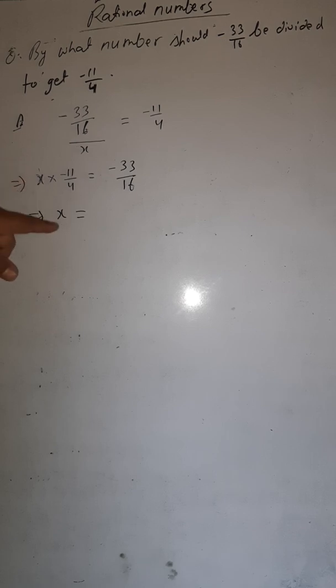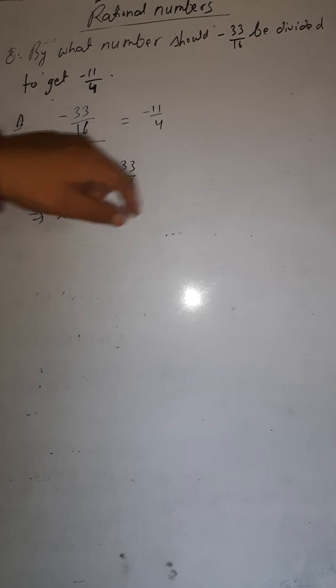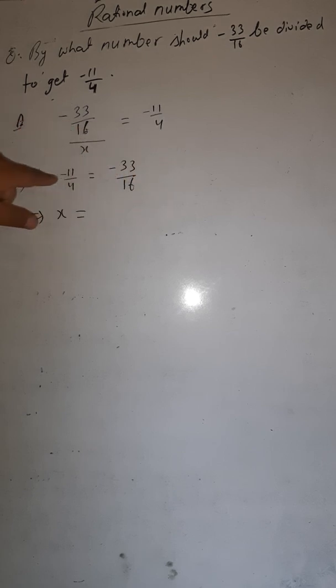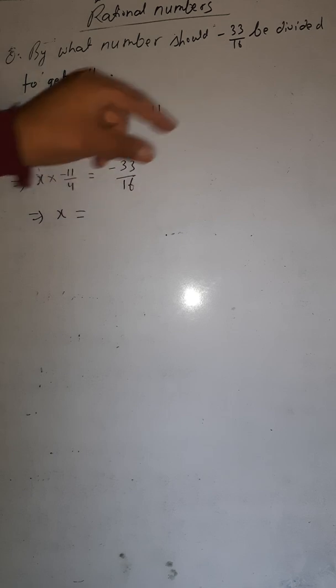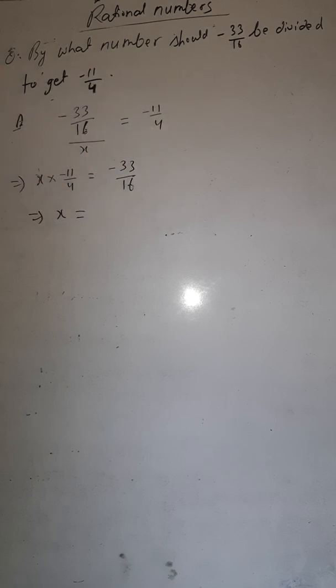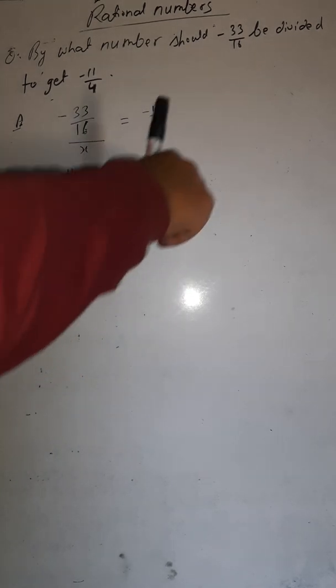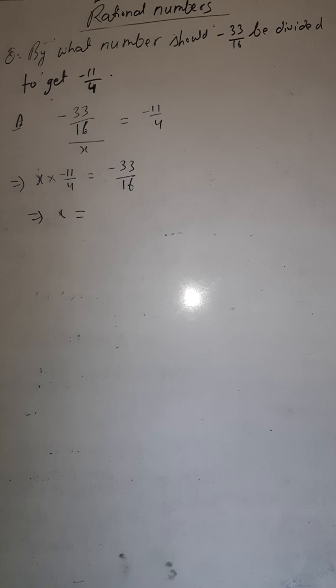Now you need the value of x, and for finding out the value of x, the fraction minus 11 by 4 has to go to the other side, and if it is going there, the operation would change. Earlier it is multiplying here, now if it goes there, it is dividing there. Right now this minus 11 by 4 is multiplying here, and if it goes there, it would be dividing there.